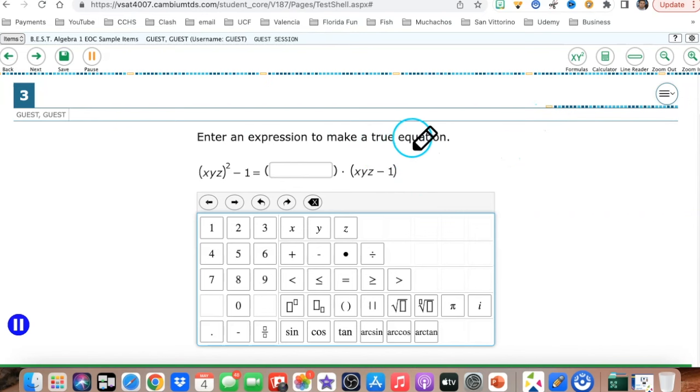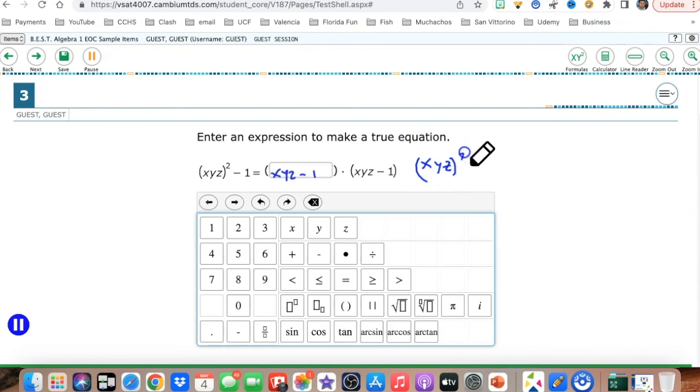Enter an expression to make a true equation. They give you x, y, z, everything to the second power, minus 1, equals parentheses times another parenthesis. Here's a little trick. I have x, y, z to the second minus 1, and here's only 1. Why x, y, z minus 1 without the square? Most people will write x, y, z minus 1 again here, thinking that it's going to be to the second power. But if you multiply, it's going to give you a different type of problem.